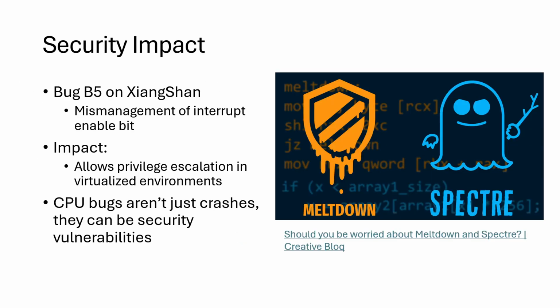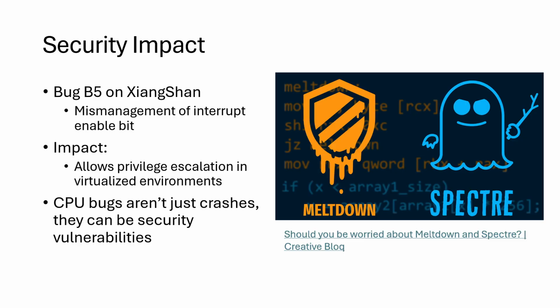So one bug that has a security impact, as listed on the previous slide, bug B5 on the Jiangshan CPU, involves the management of interrupt enable bits. Due to a flaw in how the status bits interact, an attacker could potentially manipulate interrupt handling to escalate their privileges on the CPU. So they could run some snippet of code that bumps them up to kernel level, and they could run malicious code on someone else's system if they were running in their user code space.